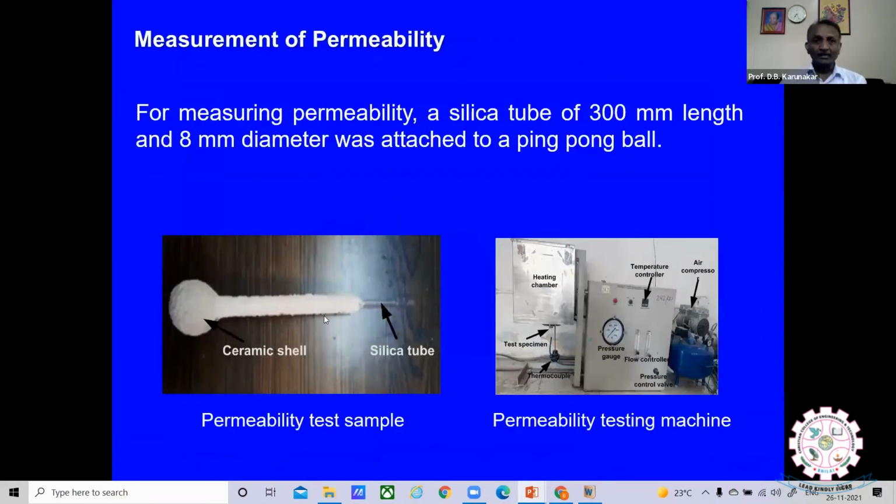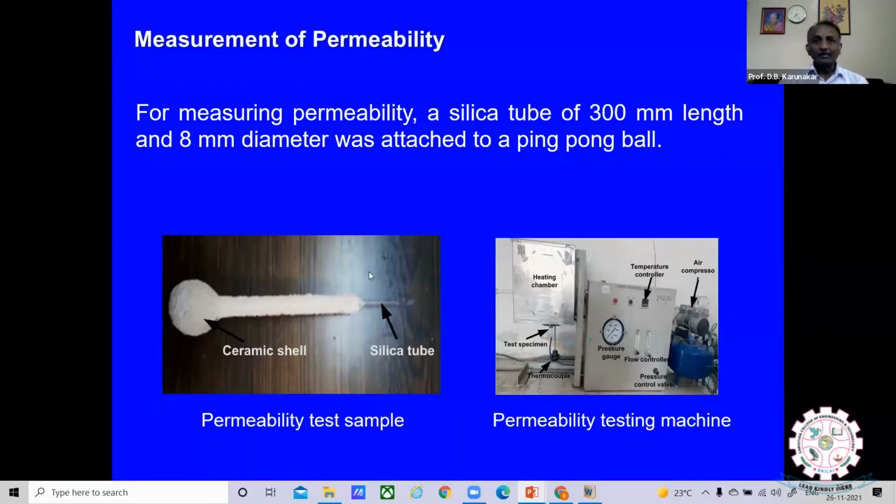And measurement of permeability. We have even measured the permeability. That is the main objective. Our idea is that when we add iodine to the primary slurry and needle coke to the secondary slurry, permeability has to improve drastically. So we were measuring the permeability, you see.